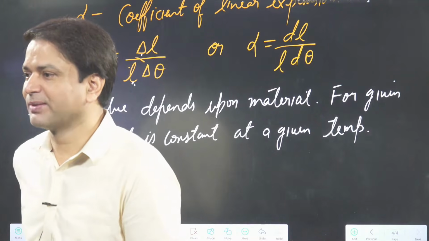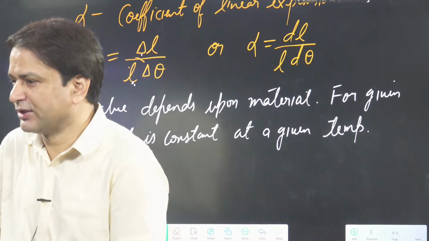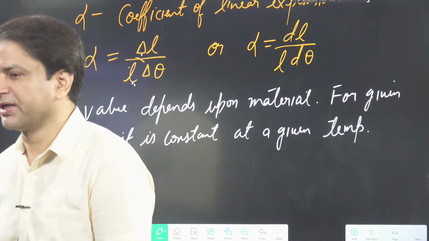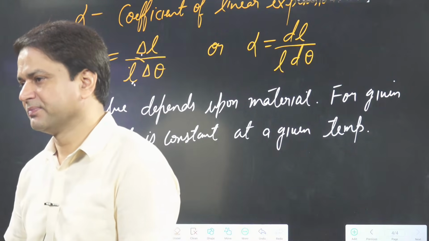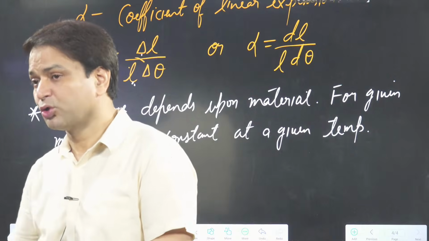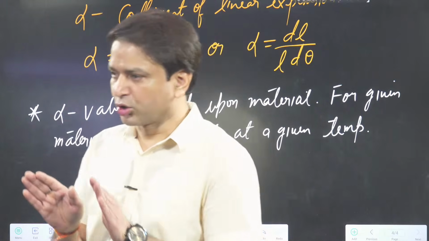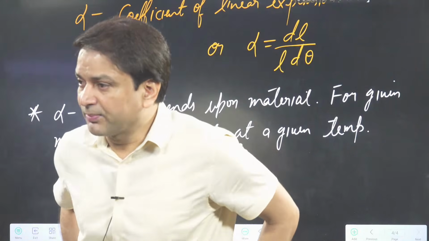Alpha value depends upon: first option, size of the body; second option, temperature; third option, material; fourth option, both 2 and 3. Both 2 and 3 will be the answer. Listen why. First thing, for numerical problem, listen carefully.